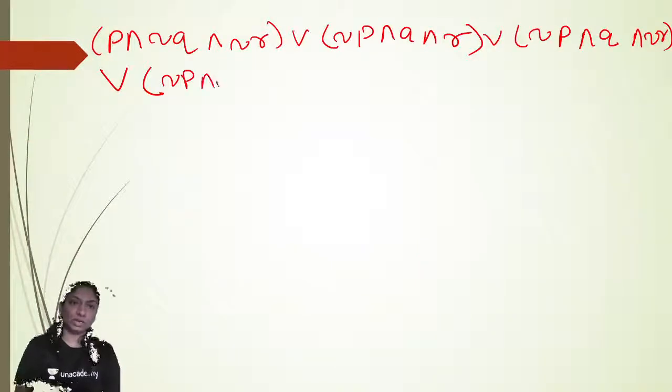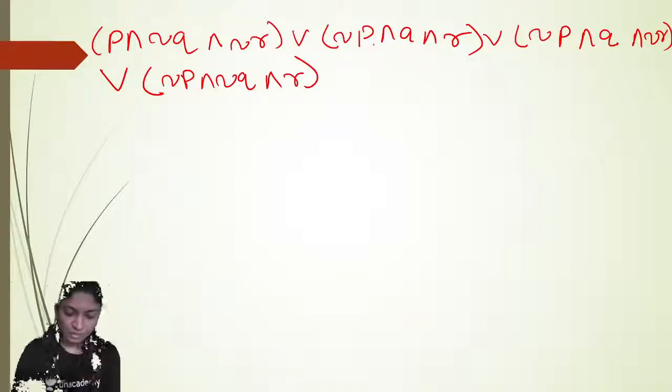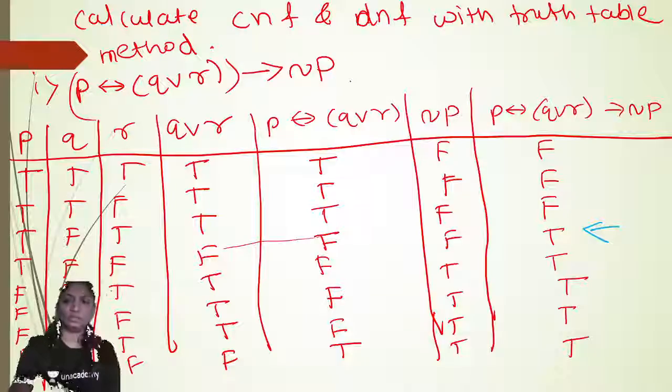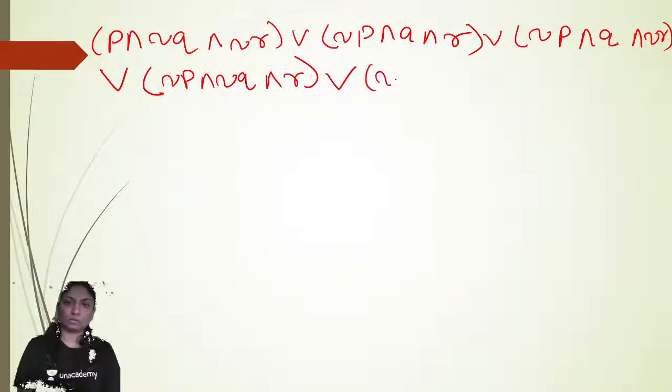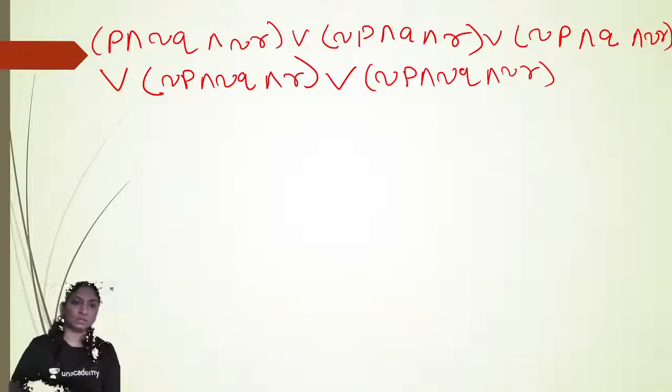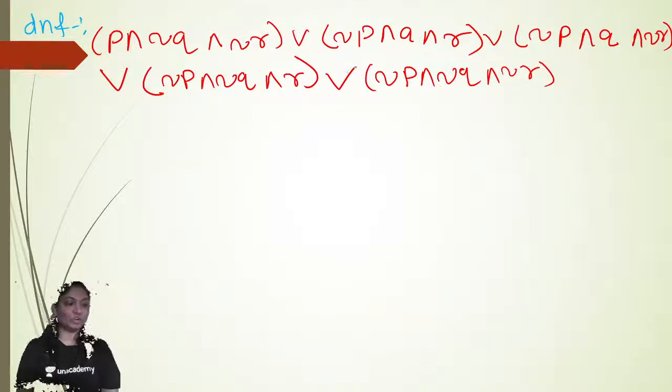Negation of P and negation of Q and R. Right? Or last one, there are 5 T's, no? So the fifth one, FFF: negation of P and negation of Q and negation of R. This is your DNF, disjunction of fundamental conjunctions for the given statement, right? This is your DNF. Now we can write CNF.